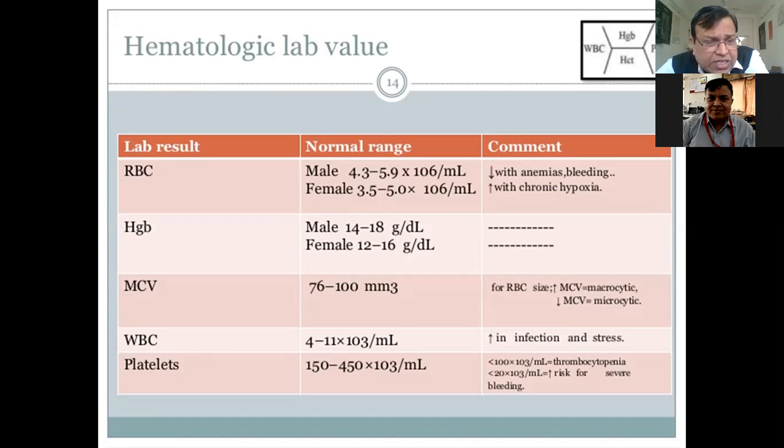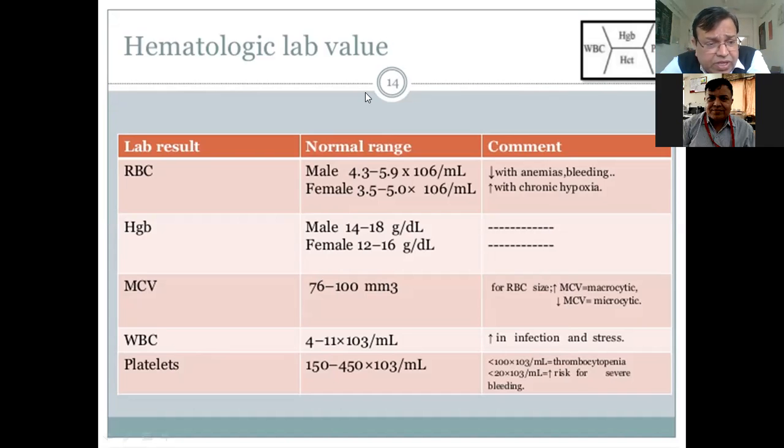Now the second is hemoglobin. In male, it ranges between 14 to 18 gram per deciliter, and in female, 12 to 16 gram per deciliter is the common range. In an anemic condition, hemoglobin may be lower.